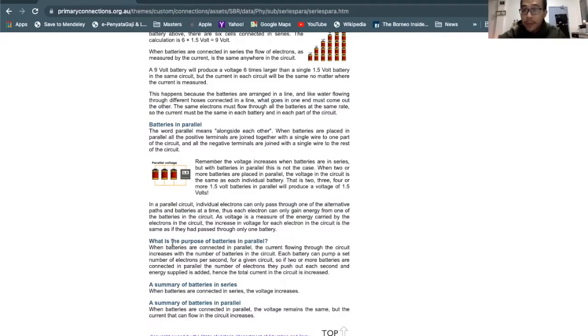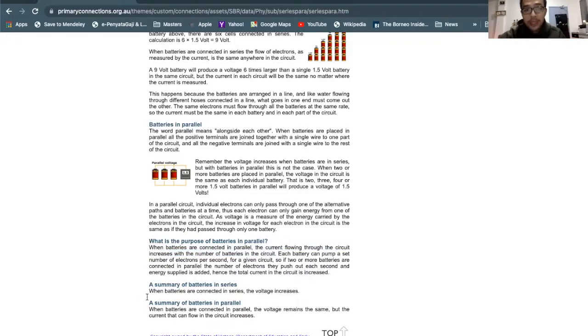Okay, but the purpose of batteries in parallel, take a look at this. When batteries are connected in parallel, the current flowing through the circuit increases with the number of batteries in the circuit. Each battery can pump a set number of electrons per second for a given circuit. So if 2 or more batteries are connected in parallel, the number of electrons they can produce is added. Hence, the total current in the circuit is increased.